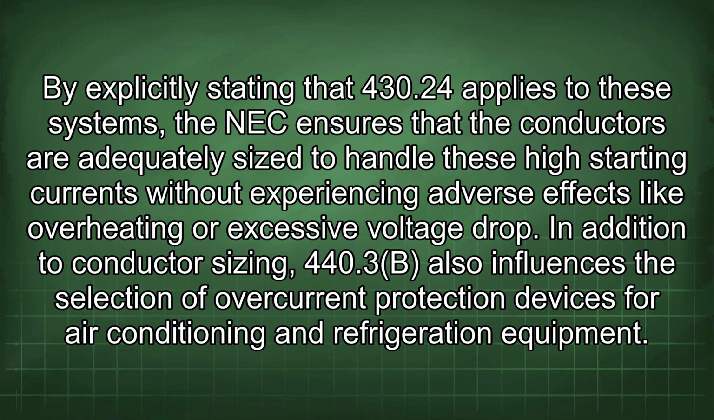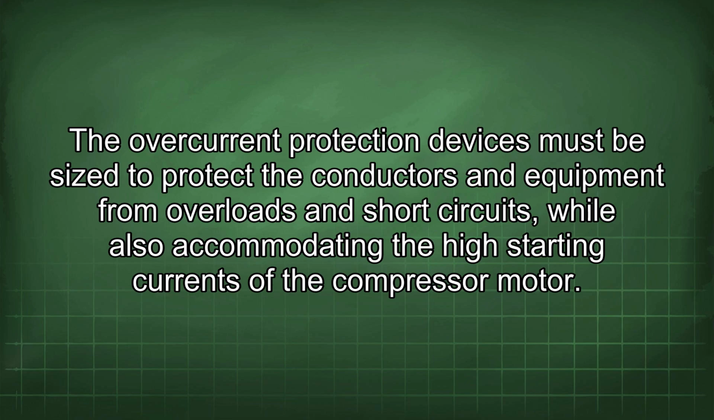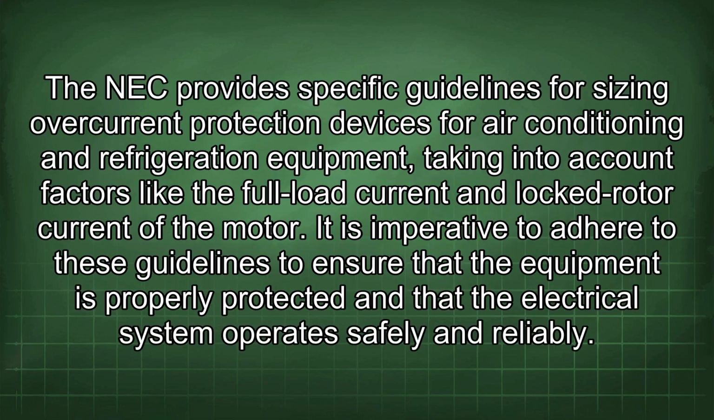In addition to conductor sizing, 440.3(B) also influences the selection of overcurrent protection devices for air conditioning and refrigeration equipment. The overcurrent protection devices must be sized to protect the conductors and equipment from overloads and short circuits, while also accommodating the high starting currents of the compressor motor. The NEC provides specific guidelines for sizing overcurrent protection devices, taking into account factors like the full load current and locked rotor current of the motor. It is imperative to adhere to these guidelines to ensure that the equipment is properly protected and that the electrical system operates safely and reliably.